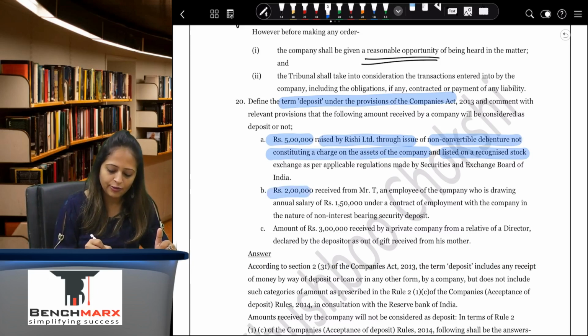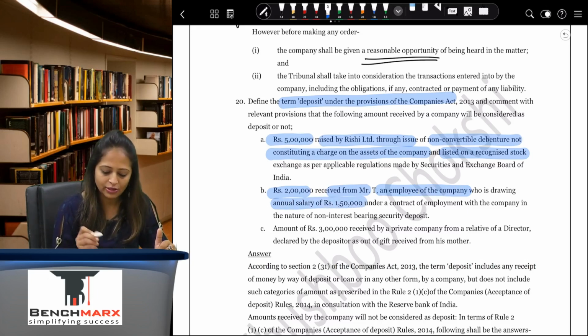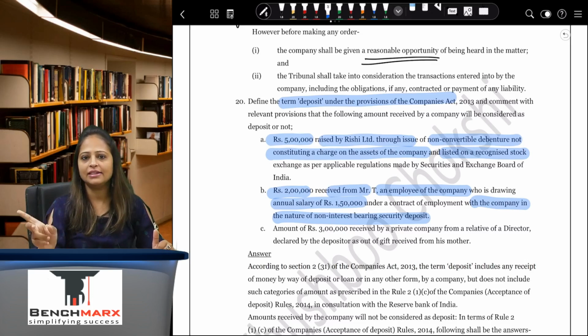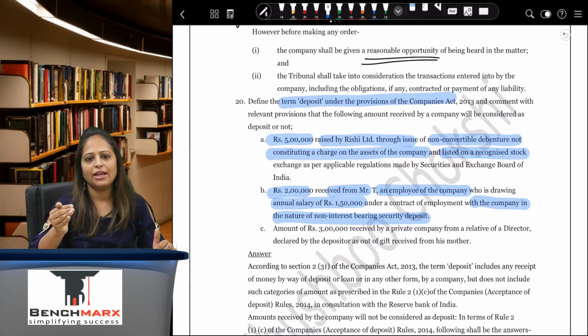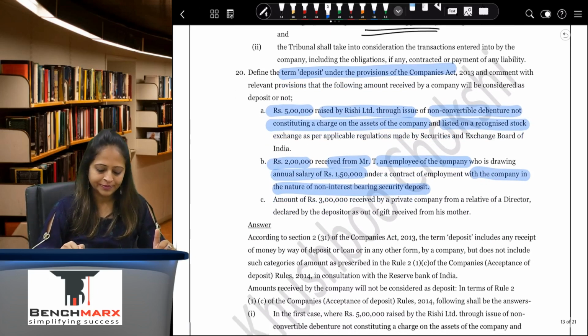2 lakh received from T, an employee of the company who is drawing annual salary of 1,50,000 under a contract of employment with the company in the nature of non-interest bearing security deposit. So non-interest bearing security deposit, but the amount that is given here is 2 lakhs. However, the salary is 1,50,000. So it will not be considered as a deposit if it is up to the annual salary, but if it exceeds the annual salary, then it will be considered to be a deposit. So this is a deposit.